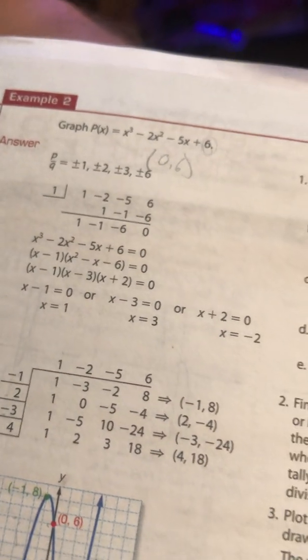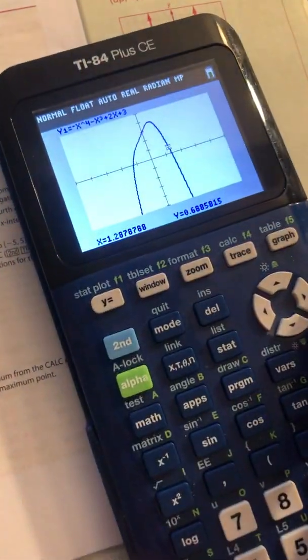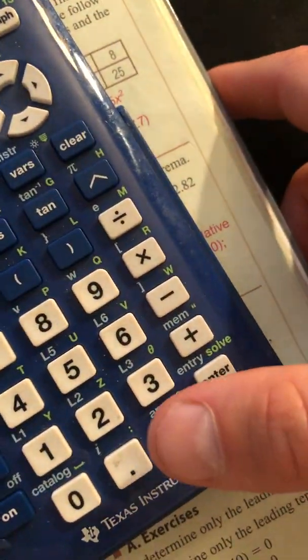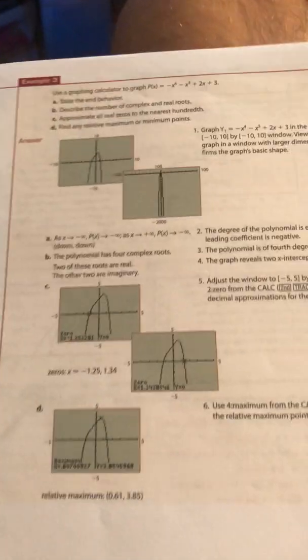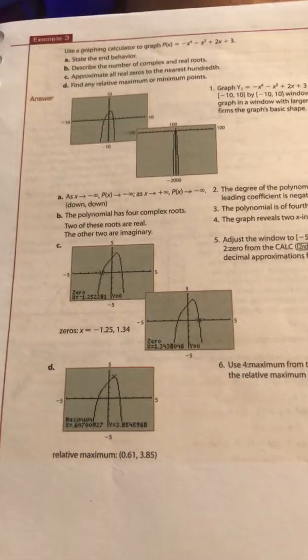Like I said, all you have to do is make sure you hit y equals. And if it's a negative, you always have to start out by hitting negative. You can't hit minus. Like if it was minus x to the fourth, you can't hit minus first, because it'll give you a sign error.